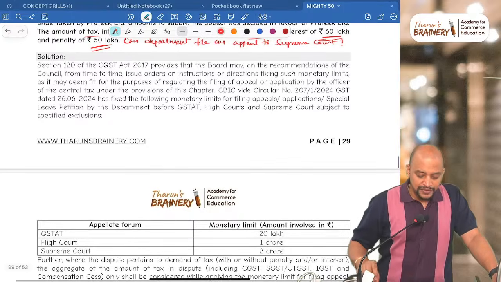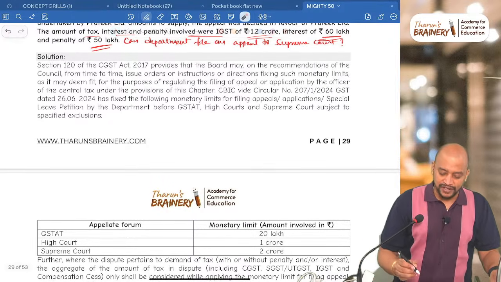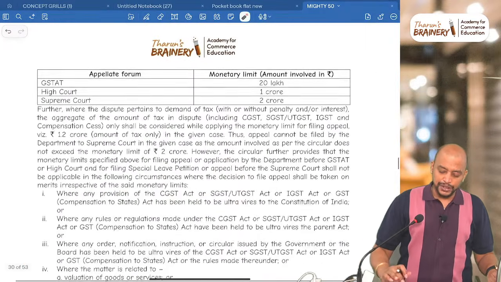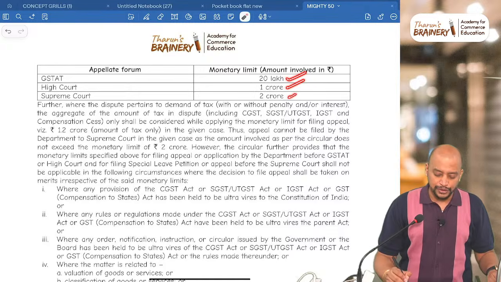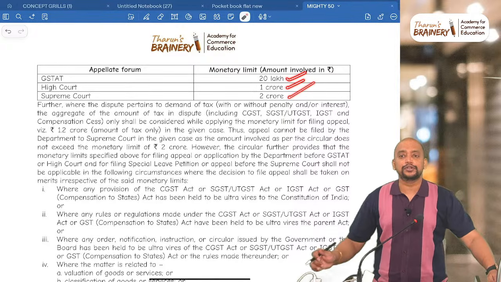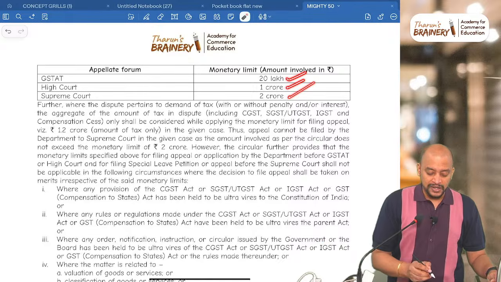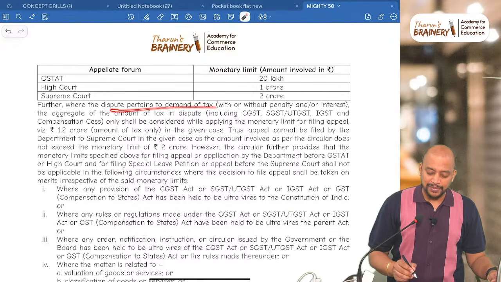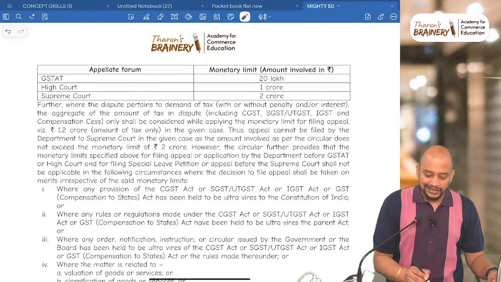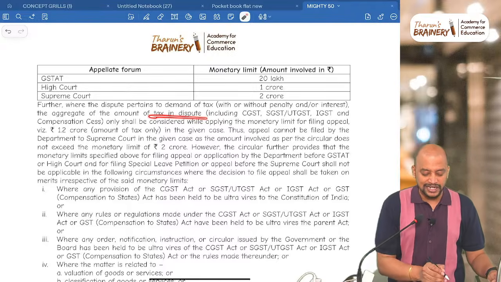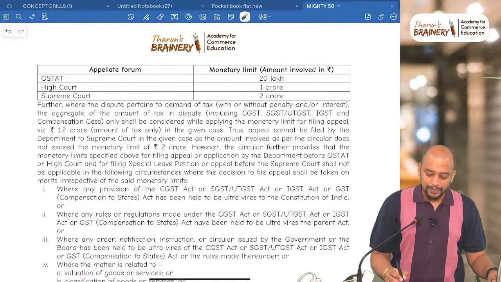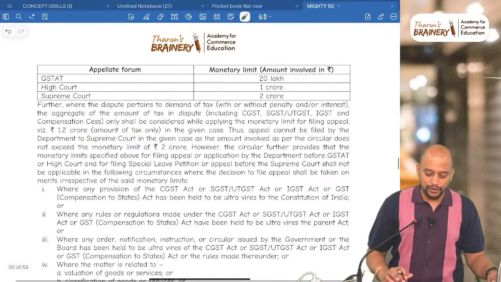So first we need to write about the monetary limits for filing appeal. So 20 lakhs for GST, 1 crore, 2 crore. Is this 20 lakhs, 1 crore and 2 crore CGST or total tax? Total tax. Further, where the dispute amounts to demand of tax with or without penalty or interest, we need to see only the tax. We should not see the interest and penalty. Here it is 1.2 crores. Thus, appeal cannot be filed by the department to Supreme Court in the given case.